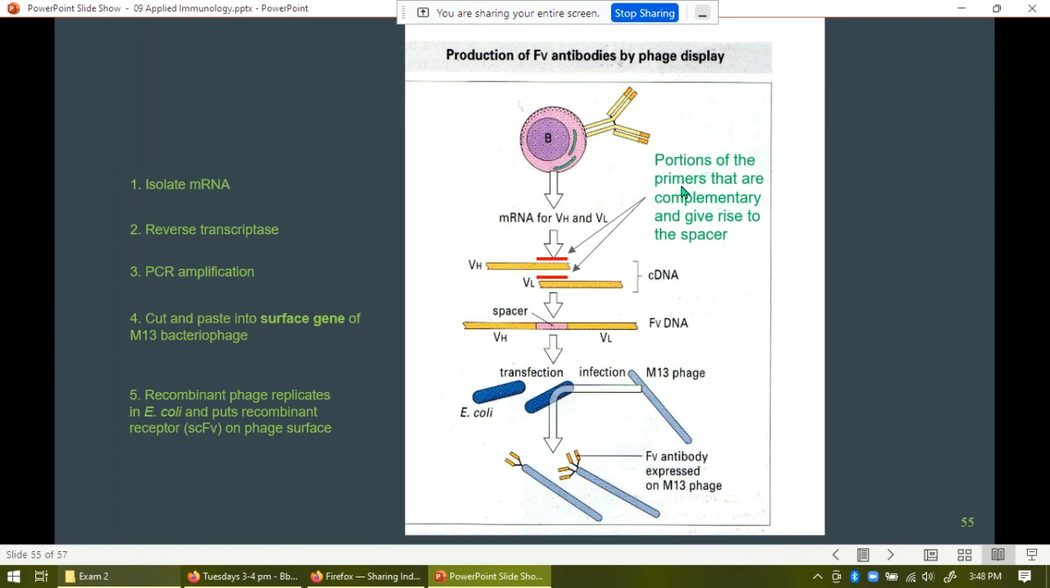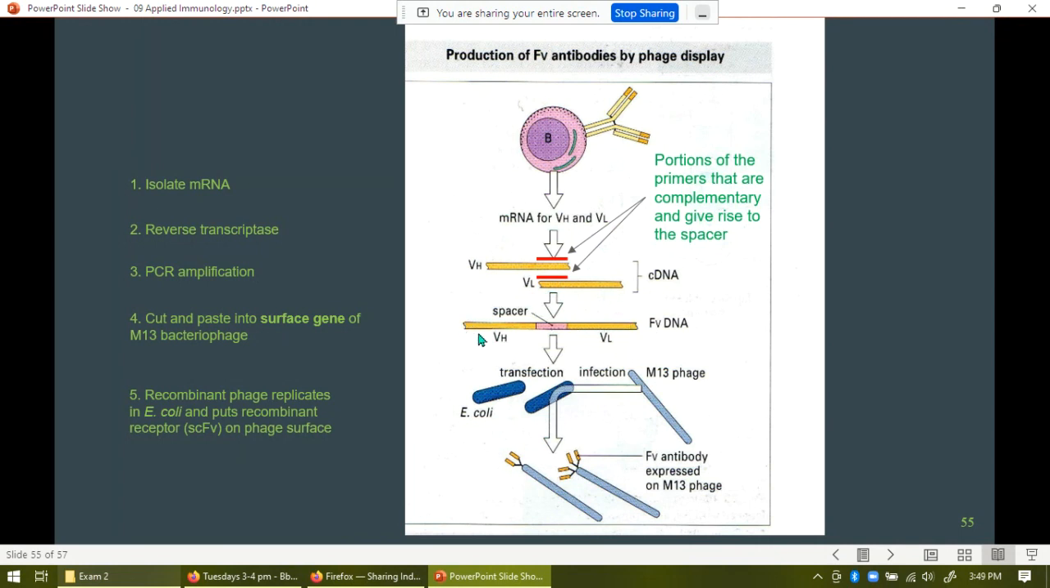So these red lines here are portions of the primers that are complementary, and they give rise to the spacer. The spacer is basically a little chunk of DNA that you're going to insert between the variable region of the heavy and light chain. So what you're trying to make is this little tiny antibody that only has the variable regions of the heavy and light chain, and those two regions are linked together by a spacer, sort of like in a little tiny Y-shaped protein. So they actually look kind of like this on the phage.